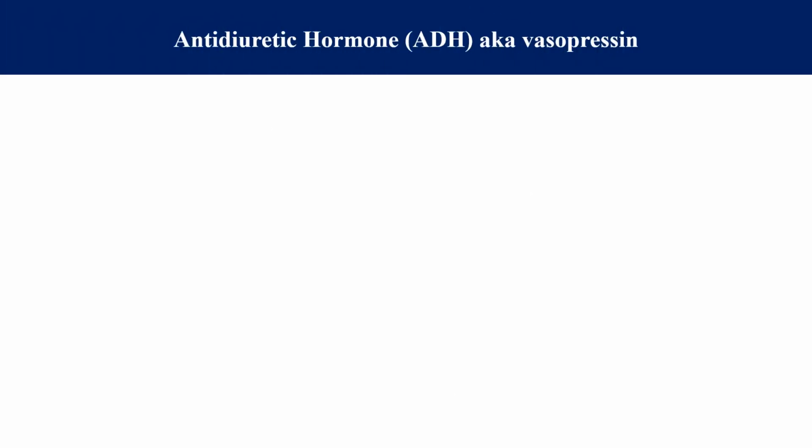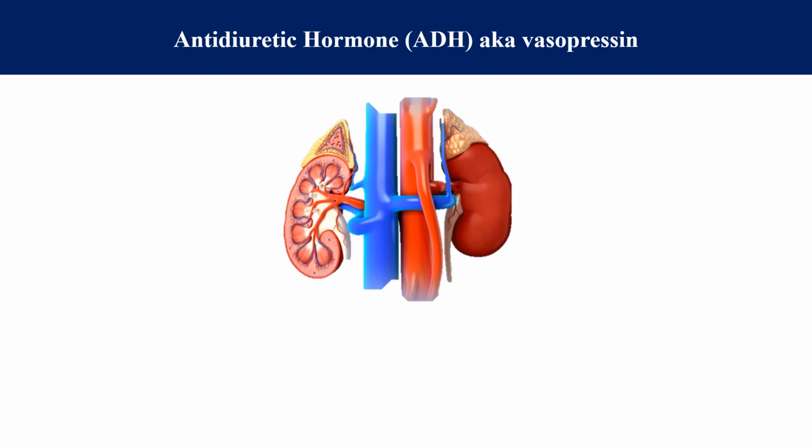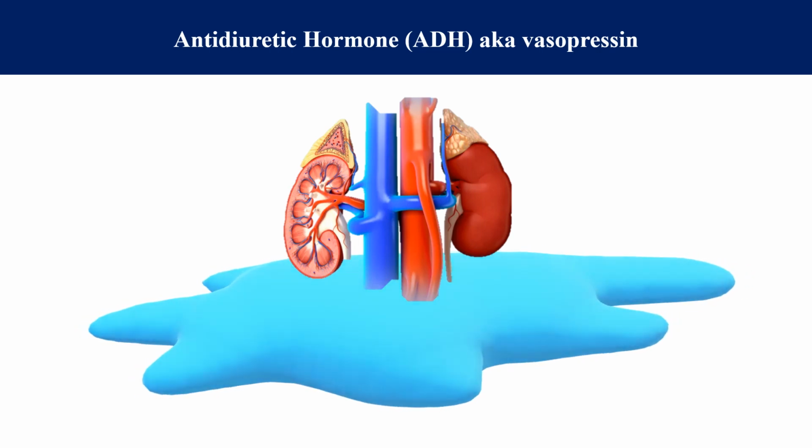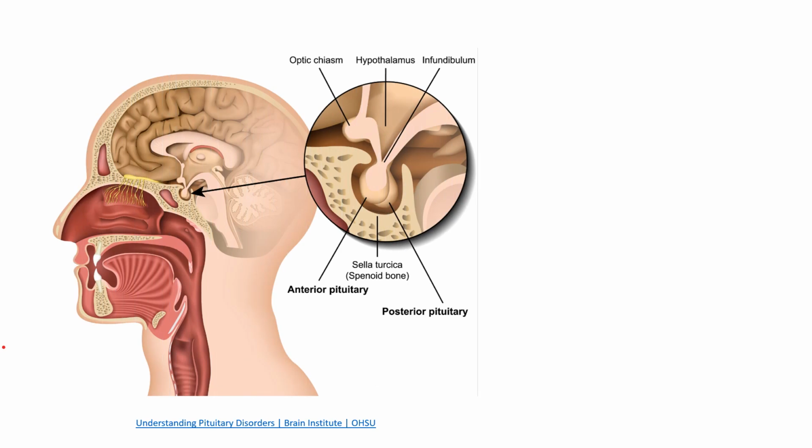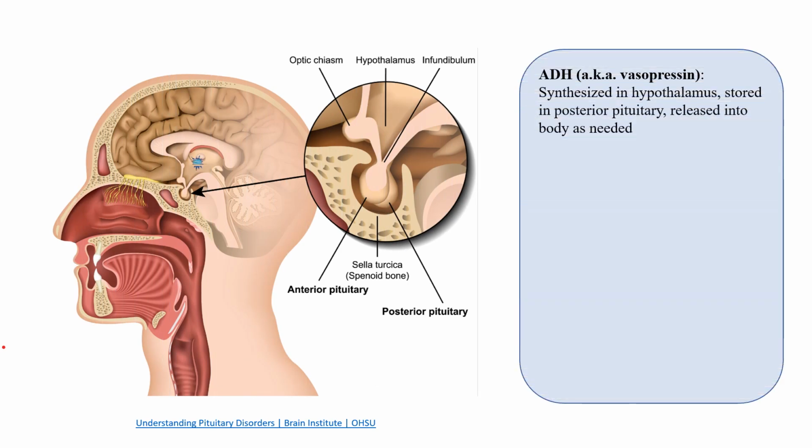The antidiuretic hormone ADH, also known as vasopressin, is a hormone with many functions, but its major function in the kidneys is to promote the reabsorption of filtered water. ADH is synthesized in the hypothalamus, stored in the posterior pituitary, then released into circulation as needed.